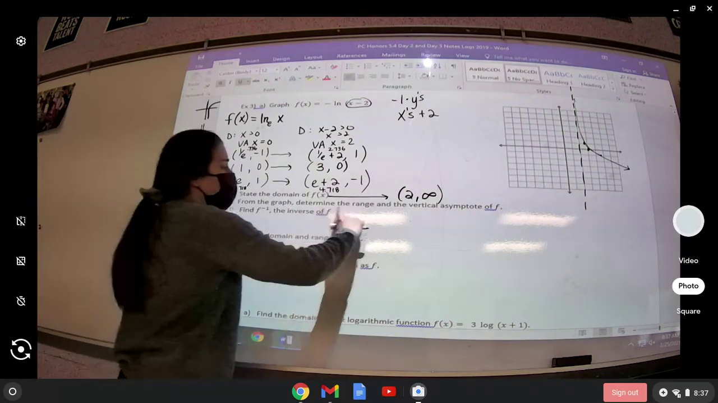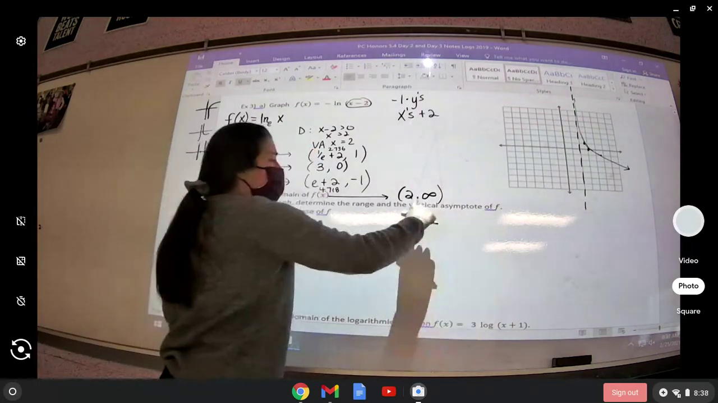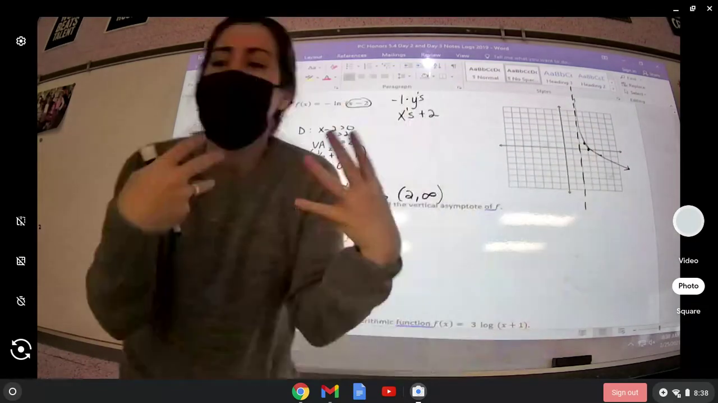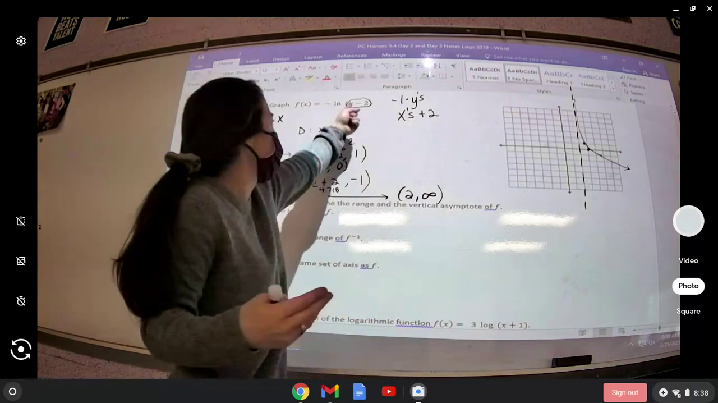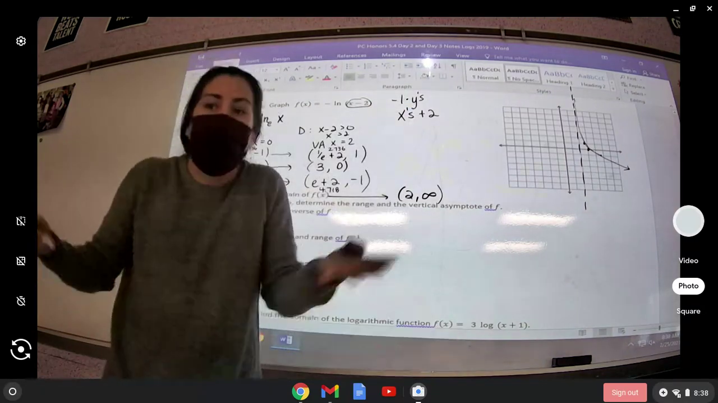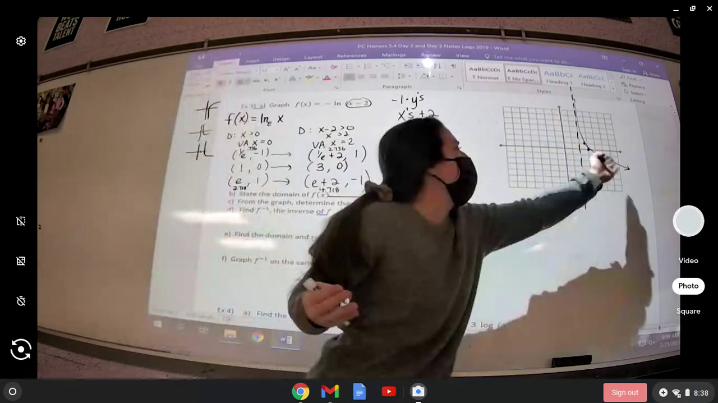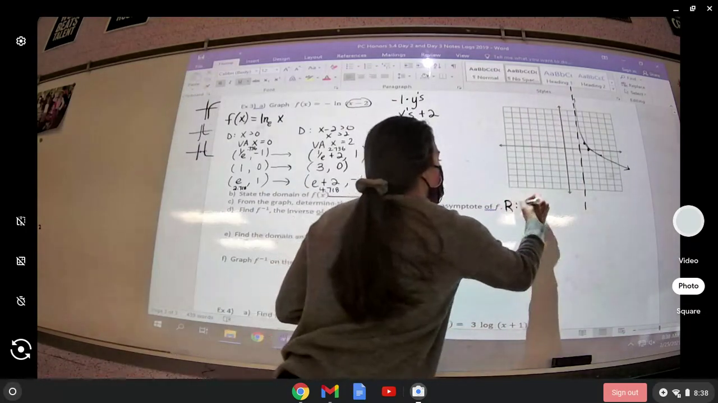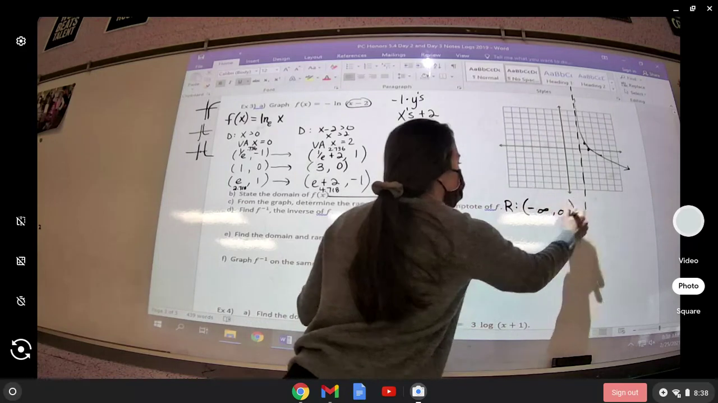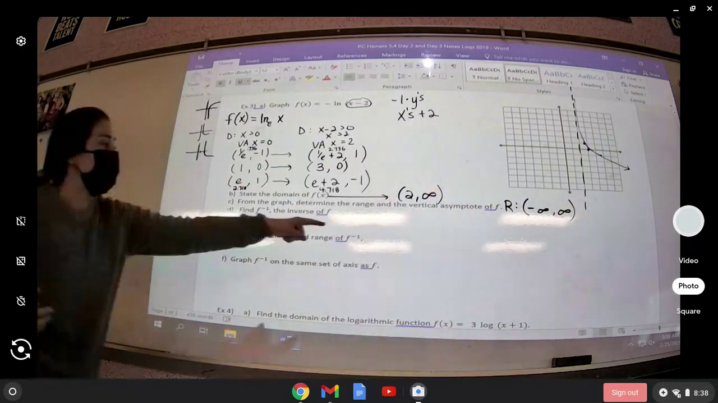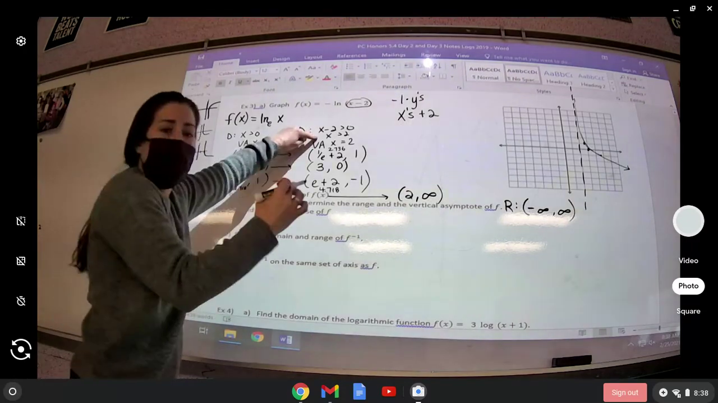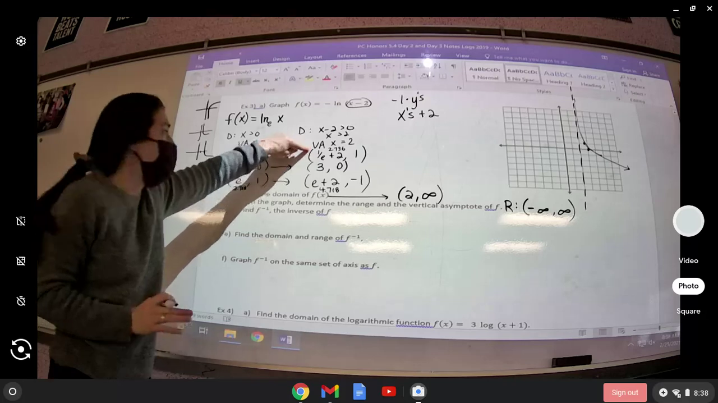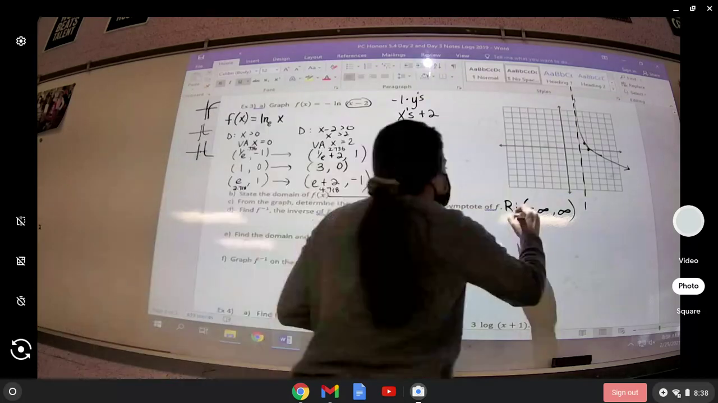From the graph, determine the range and the vertical asymptote of f. Well, guys, the range. What y values live on this graph? What comes out of this logarithm? What does this natural log spit out? An exponent. And what's the exponent allowed to be? All real numbers. The exponent's allowed to be anything. So the range is all real numbers. The vertical asymptote, we already said, if my domain is x is greater than 2, then that's going to put a VA right at 2. Your vertical asymptote is x equals 2.